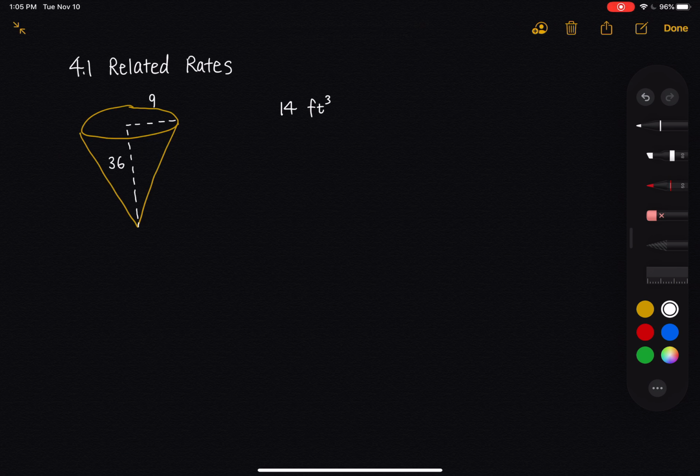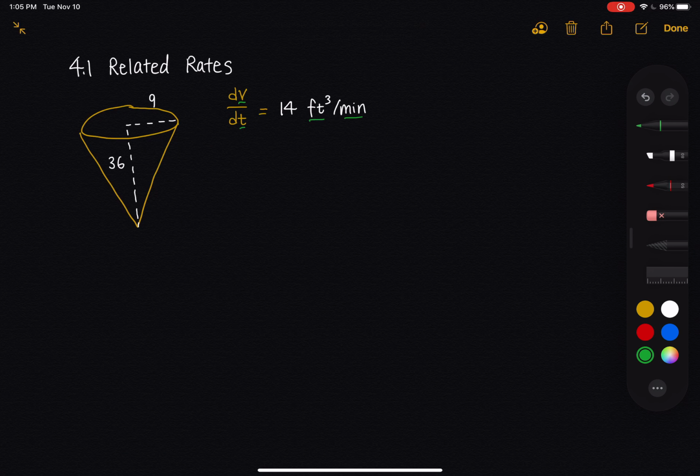feet cubed per minute. Now, what is given to us, we need to understand, is the change in volume with respect to time. And you know it's volume because it's feet to the third power, right? And you know it's time because it's per minute, okay? So you need to be able to know the units. Once you know the units, you know what is given to you.